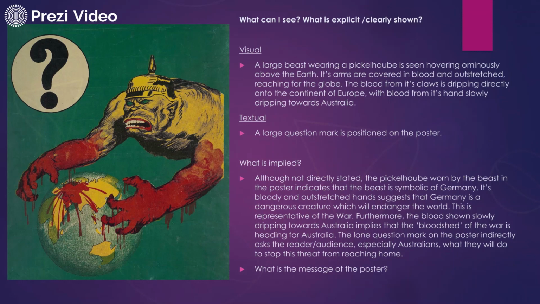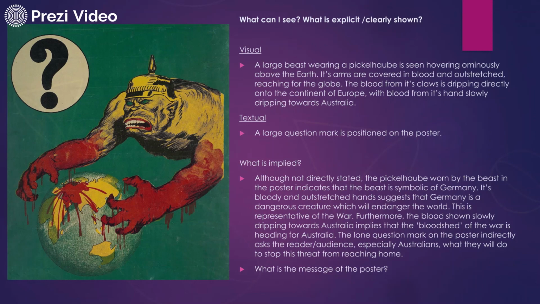So although we don't have any explicit instructions or text like the other one saying join the war, stop the beast, stop the bloodshed, we can see that this poster is clearly trying to suggest to us that Germany is a beast and it's bloodthirsty, and that bloodshed is heading towards Australia.